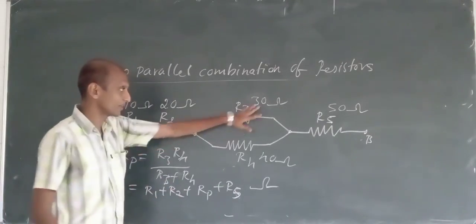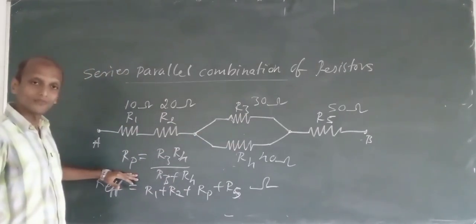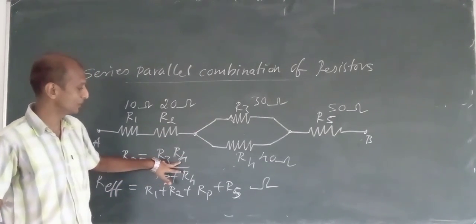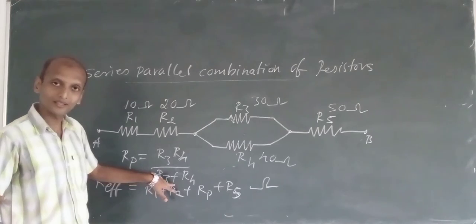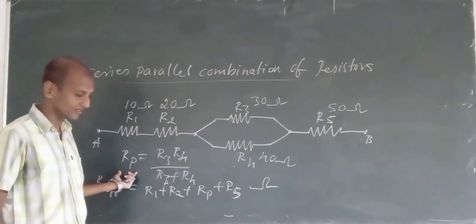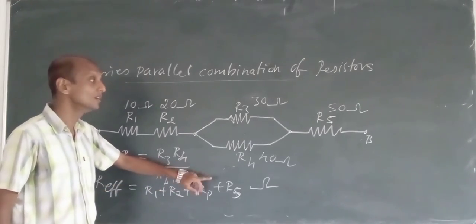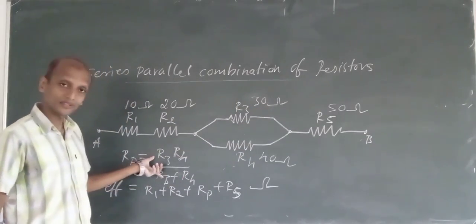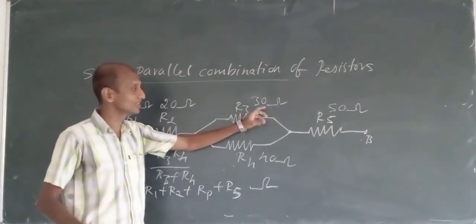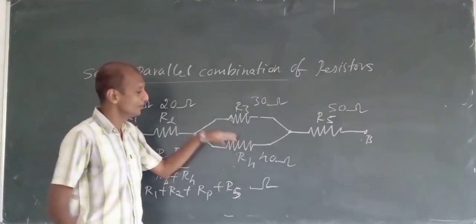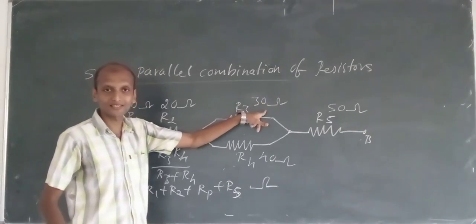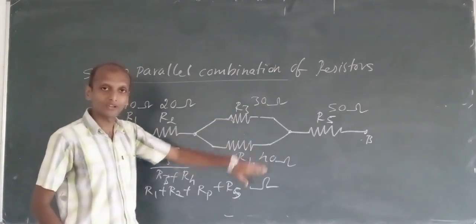First apply this formula, substitute the values, and calculate the parallel resistance. You will get a value which will be less than 30 ohms, because for a parallel combination of resistors, the total resistance will be lesser than the least resistance. We know that.